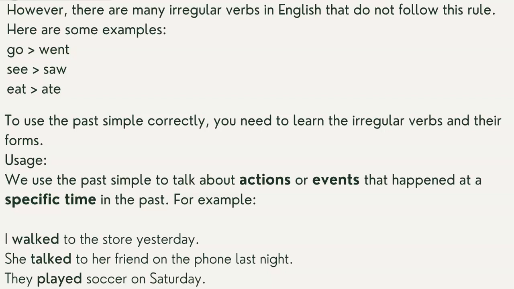Usage. We use the past simple to talk about actions or events that happened at a specific time in the past. For example, I walked to the store yesterday. She talked to her friend on the phone last night. They played soccer on Saturday.